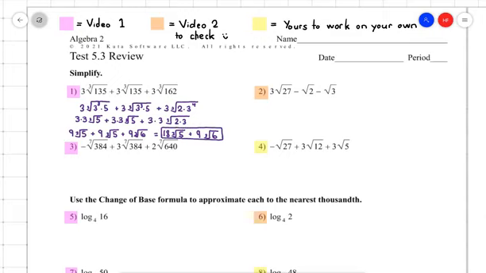Then on number 3, the same thing here. We're going to find our prime factors of the numbers underneath to get negative 7th root of 2 to the 7th times 3 plus 3 7th root of 2 to the 7th times 3 plus 2 7th root of, and let's find the prime factors of 640, 2 to the 7th times 5.